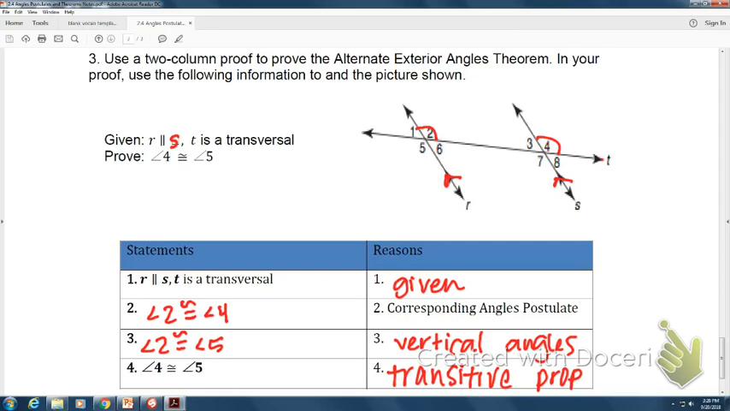When it said that R is parallel to S and T is a transversal, can we directly say that 5 and 4 are congruent because they are alternate angles? Yes, but that's what we're trying to prove. Oh, so we couldn't say that because we're proving that that theorem works. Questions? Okay, so that was it for the notes.